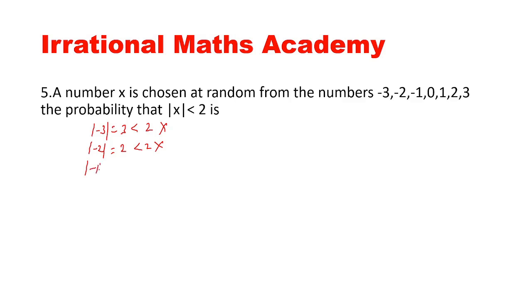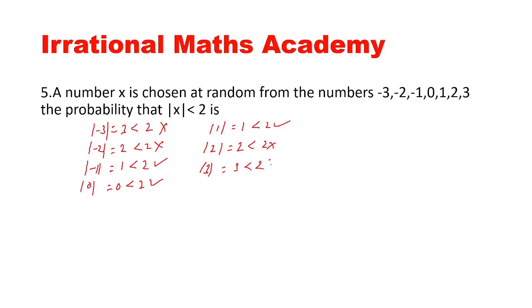Modulus of 1, what will I get here? 1, which is less than 2, okay. Modulus of 0, you get 0, which is less than 2, okay. Next, modulus of 1 equal to 1, which is less than 2, okay. Modulus of 2 equal to 2, which is less than 2? No. Modulus of 3 equal to 3, which is less than 2? No.